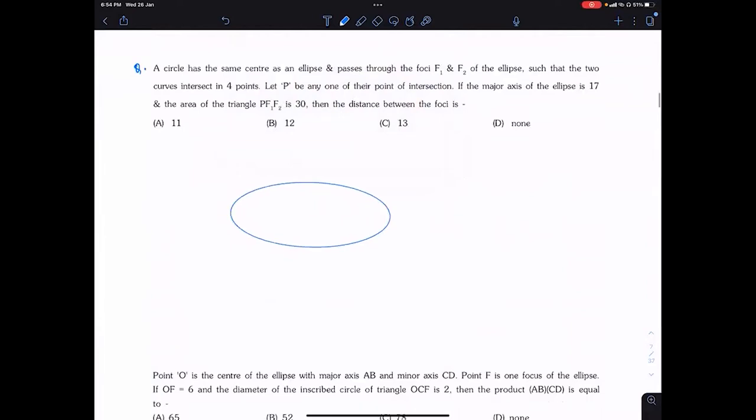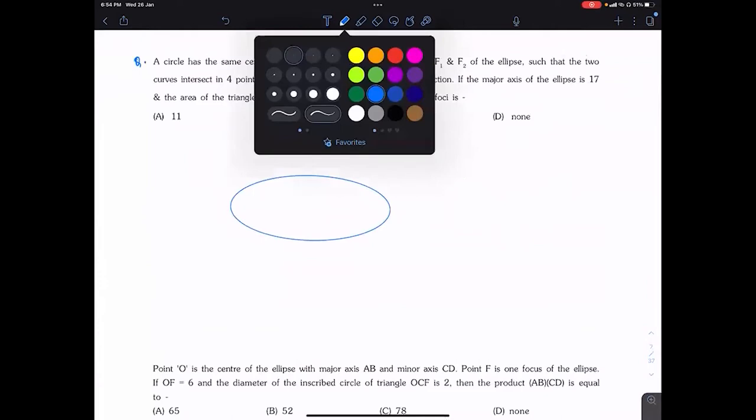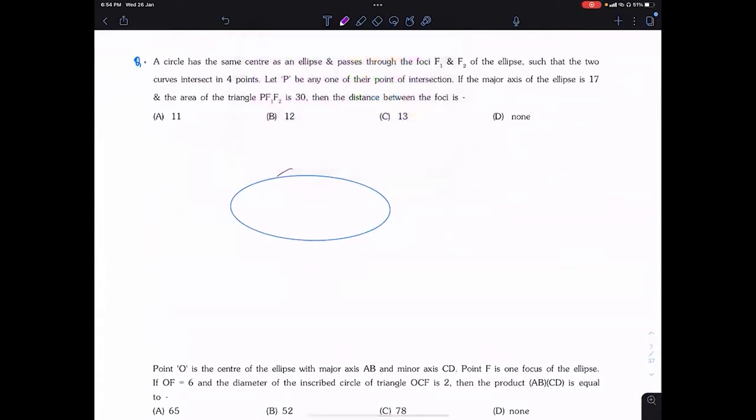Okay. And there is a circle. Yeah, like this. And what they are saying is this circle passes through the foci of the ellipse, F1 and F2. Okay. And they are intersecting at 4 points. That is what they are saying. Let P be any one of those points of intersection. P be any one of those 4 points of intersection.